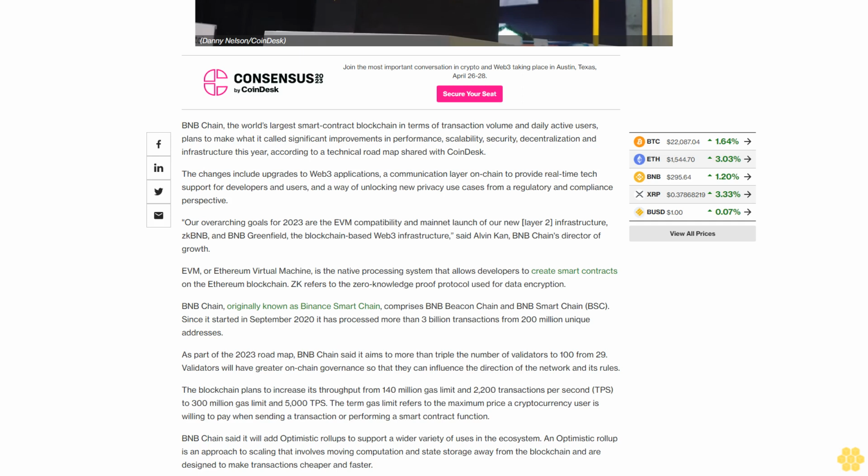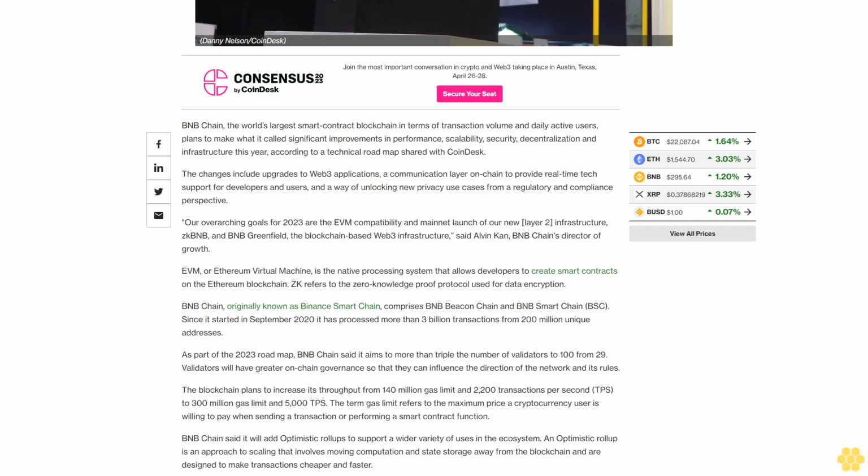As part of the 2023 roadmap, BNB Chain said it aims to more than triple the number of validators to 100 from 29. Validators will have greater on-chain governance so that they can influence the direction of the network and its rules. The blockchain plans to increase its throughput from 140 million gas limit and 2,200 transactions per second, TPS, to 300 million gas limit and 5,000 TPS.